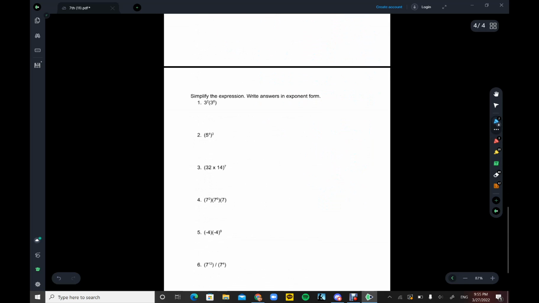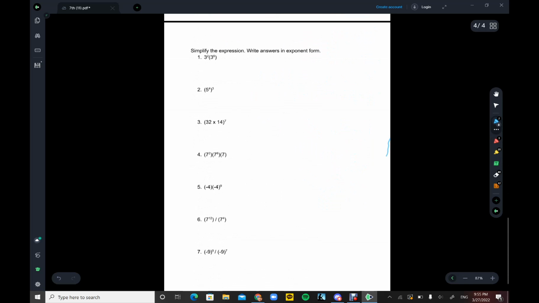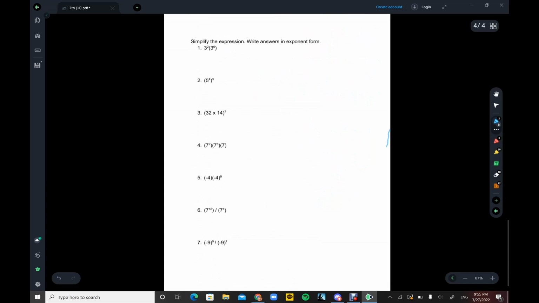Let's go to the final page. So the final page says simplify the expressions, write answers in exponent form. Like before, if they're multiplying, you add the exponents. If they're dividing, you subtract the exponents. So let's try number one. Number one, 3 squared times 3 to the 6th power, 2 plus 6, 8, and you just do that. 3 to the 8th power.